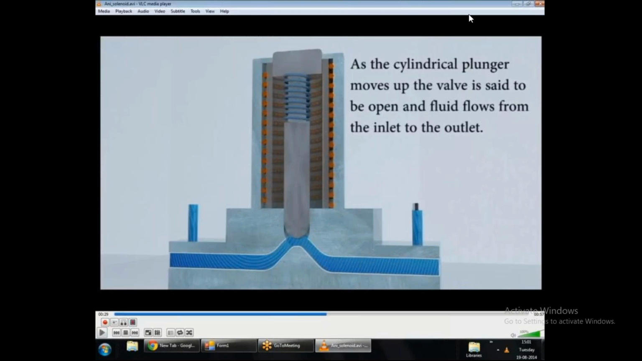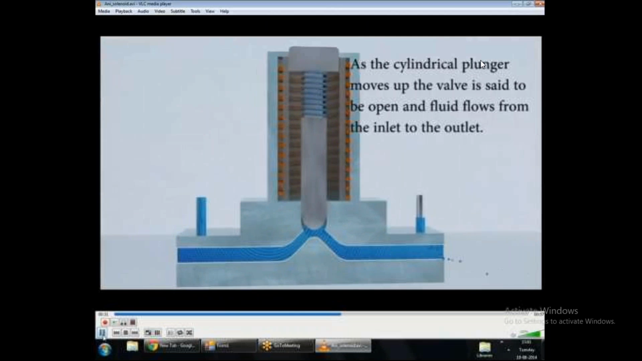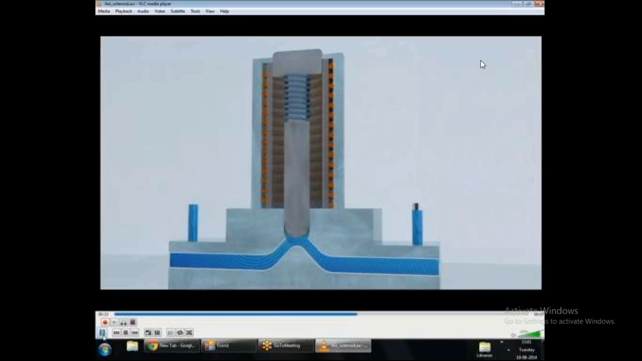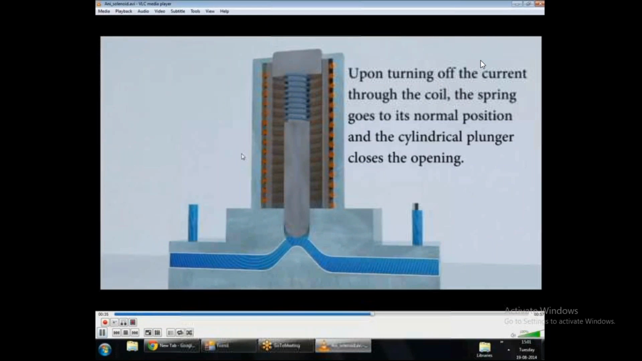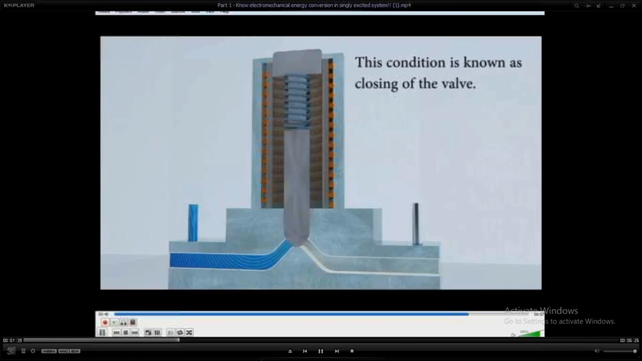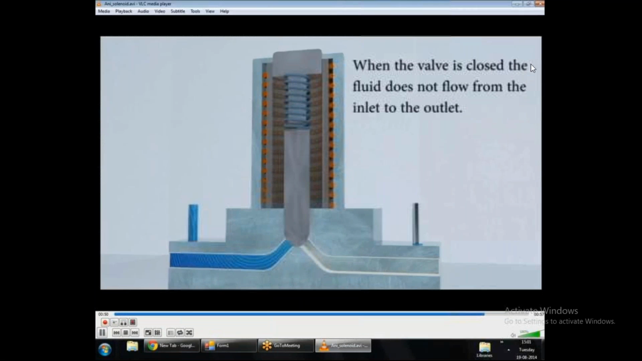This fluid can be anything. It can be water, or it can be fuel for any kind of combustion engine. Once we release the current, the spring which was compressed expands and pushes the cylindrical plunger back to its original position, and this closes the valve, and eventually the flow of the fluid stops. So this is a very basic function.